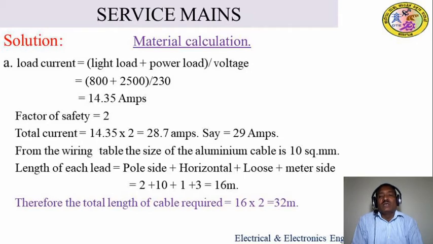Since single phase power is required for lighting purposes, phase and neutral are required, so we need 2 leads. Therefore the total length of cable required is 16 times 2, which becomes 32 meters. So 32 meters of cable should be required for providing the overhead service from the existing pole to the customer meter board, with the given span of 10 meters.